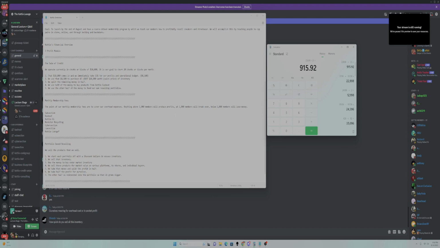How quickly do you sell all this inventory? It depends on the product, and it depends on how much cash is there. Obviously, if you have big portfolios, it takes a while to sell through all the stuff if you're trying to do it all in one SKU. But when you diversify across a ton of different products, it makes it a little bit easier.